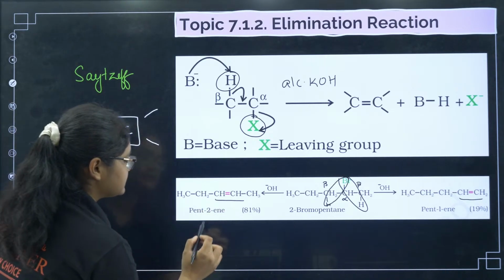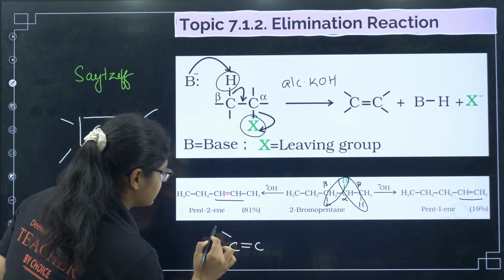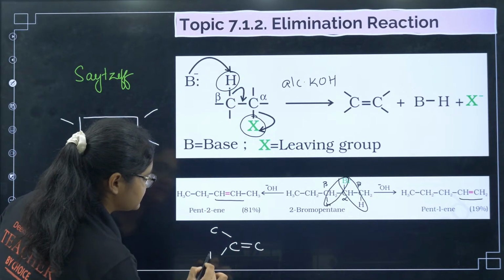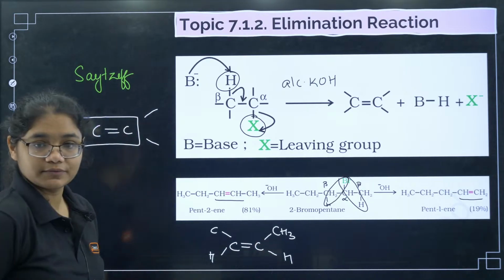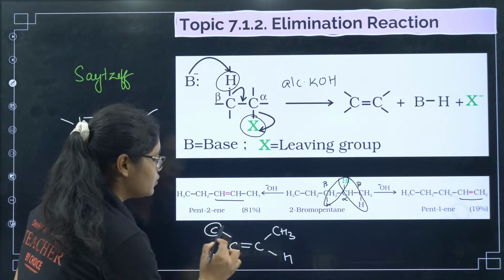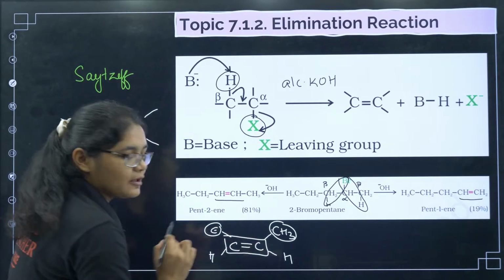Now if I see this example, you can see C double bond C is there. To that, what is attached? This side C is attached, this side H is attached, here also CH3, and here also H, right? So that means we have 2 carbons here. Beside this double bond, I have 2 carbon groups.